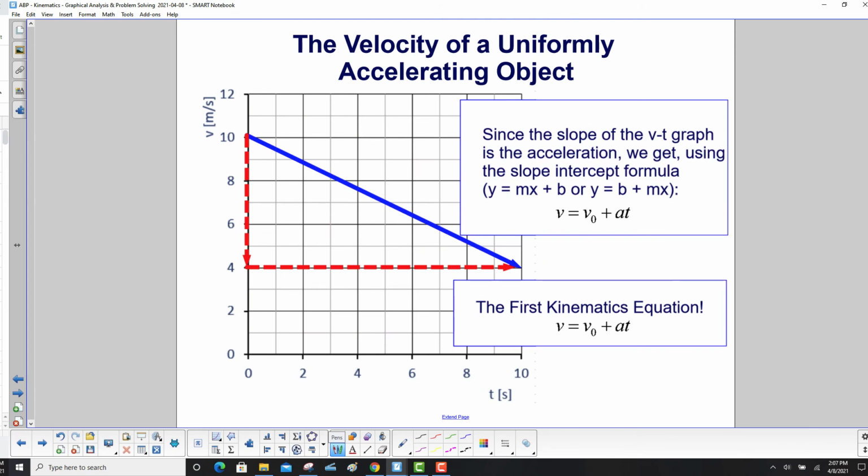Since the slope of the velocity time graph, remember we're talking about this blue line here, is the acceleration, we can use the slope-intercept formula, which is y equals mx plus b. And you know what? We're going to switch the b and the mx. Why? Because then, what's b? What's the y-intercept here? Well, that's v0. And what's the slope of the line? The slope is equal to the acceleration. So where we have y equals b plus mx, that can be written as v equals v0 plus at. And that's the first kinematics equation.